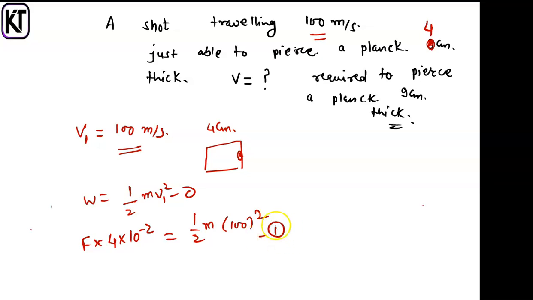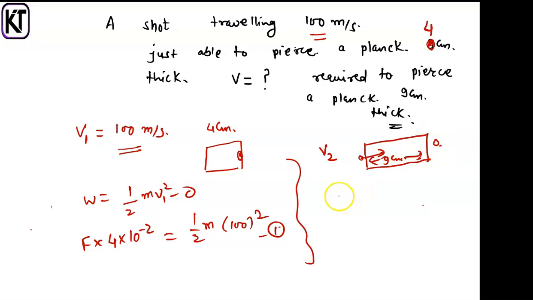This will be equation number 1. Right? Then there is another thing. Now you have a 9 centimeter thick plank, and a bullet is going inside, and what happens? How much velocity should be there? So we don't know, so we'll write v2, and final velocity would be 0.